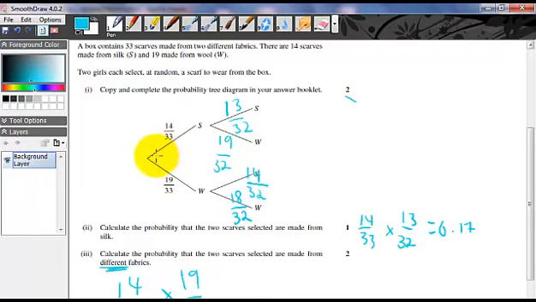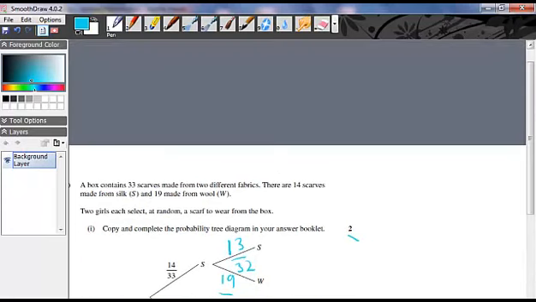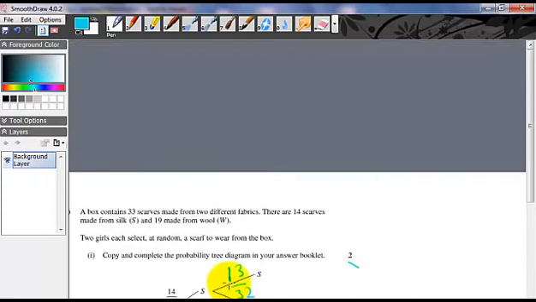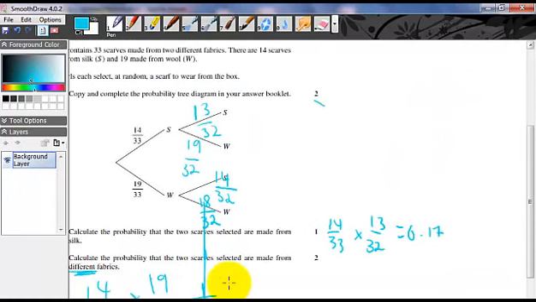That's if you had picked silk first. How do you know you picked silk first? You don't, right? It could have been wool first. You have to take account for that. So you write plus 19 out of 32. Now, what if you had picked wool first? You got to take that into account.